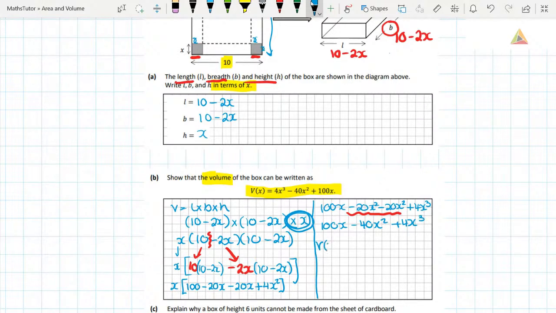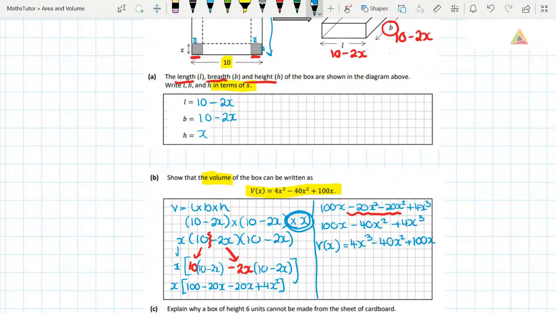And this is my volume, and it's the volume in terms of x. So it's a function of x, and that's why it has this V bracket x. And we're just going to rearrange it, and we're going to write it in the order that the question was. So we're going to say that's 4x cubed minus 40x squared plus 100x. And that's asking me to show that that was my answer. So I have shown my answer there.